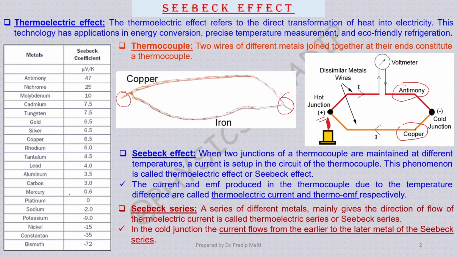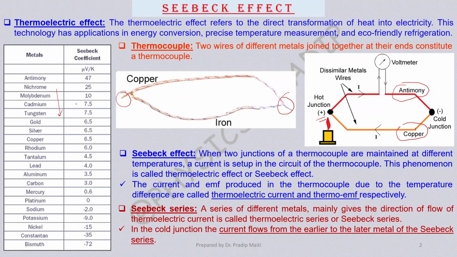The thermoelectric series or Seebeck series. For given temperatures of hot and cold junction, the direction of current in a thermocouple depends on the metals chosen. Metals are arranged in a particular sequence which may be used to predict the direction of current in the temperature range 0 to 100 degrees Celsius. This sequence is known as the thermoelectric series.